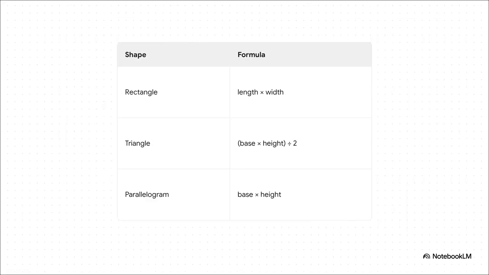And if you look at the basic formulas, you'll see how logical this is. For a rectangle, it's super easy, right? Length times width. But check out the triangle. This is so clever. A triangle is literally just a rectangle that's been cut in half. That's why the formula is base times height, and then you divide it by 2. Once you see that, it totally clicks.